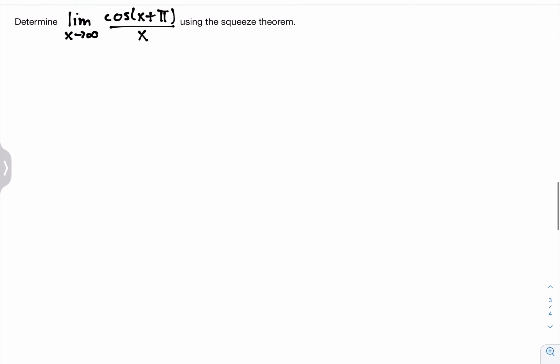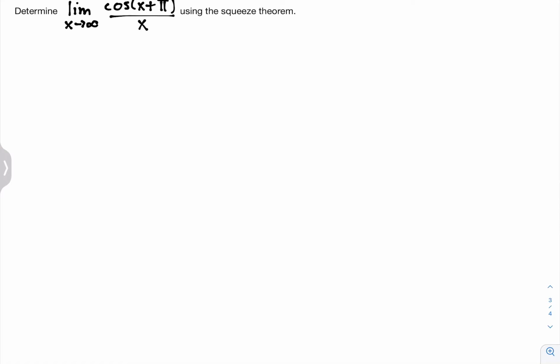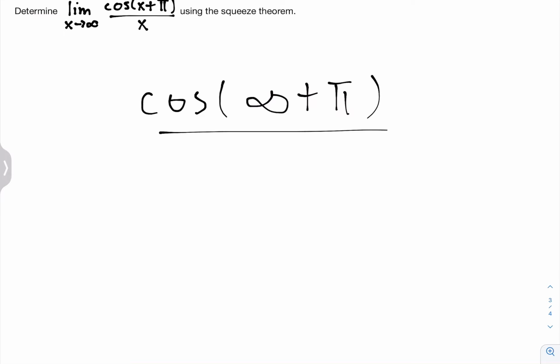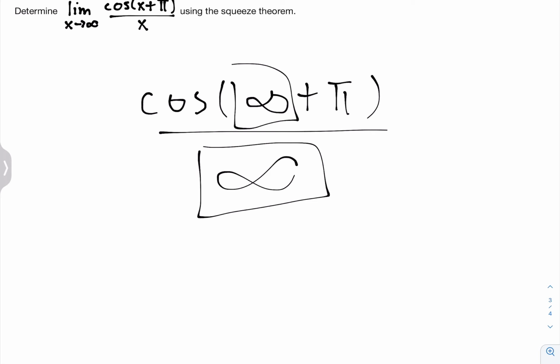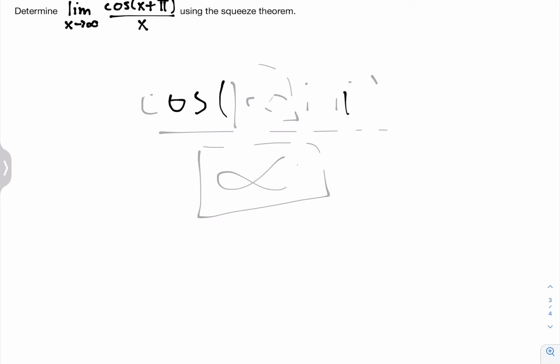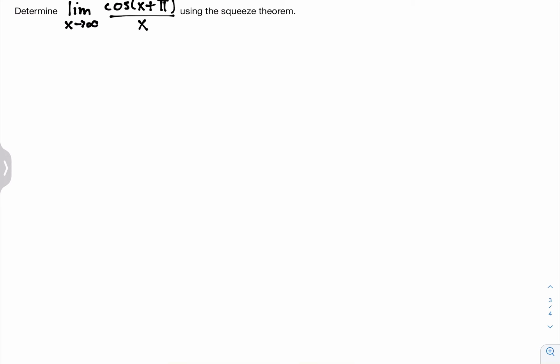Okay, let's look at another example here. Determine the limit as x approaches infinity of cosine x plus pi over x using the squeeze theorem. So notice if we were to plug in infinity for x, we would get the cosine of infinity plus pi over infinity. So this is an indeterminate form, because anytime we divide something by infinity, or we have infinity inside of a trig function, there's no way to really analyze that effectively, because infinity isn't a real number. And if we say cosine of infinity, that doesn't really mean anything, okay?